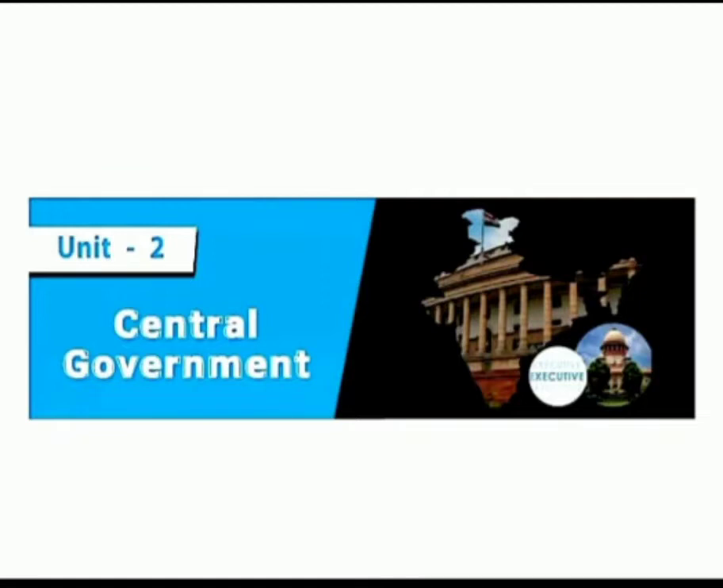Okay, then the powers and functions of Parliament. Before that, the parliamentary sessions also I explained: budget session, monsoon session, then winter session. Budget session is February to May, like that I told. Monsoon session is July to September, like that I said. Then winter session is November to December, like that also I explained, I think so. Finally I explained about the powers and functions of Parliament, I think so.